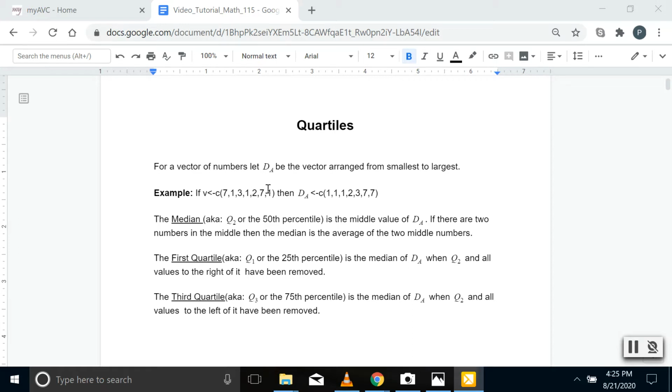So it looks like 1 is the smallest. We have 3 1's, then a 2, a 3, and 2 7's. So here I've arranged the numbers from smallest to largest.